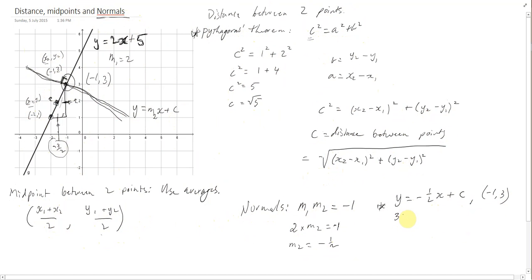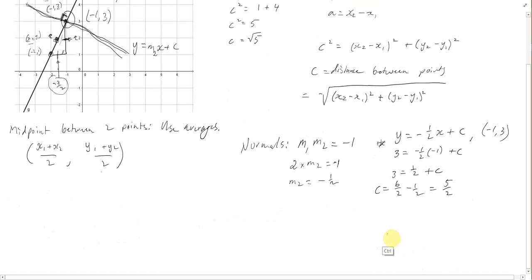So 3 for y, minus a half, minus 1 for x, plus c. So 3 equals positive a half plus c. So c is 3, which is also 6 over 2, take away a half, which gives 5 over 2, which means our final answer is y equals minus a half x plus 5 on 2. So there we go, there's our equation of the normal.